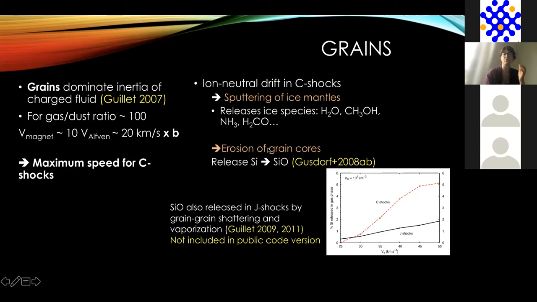There is also, if the drift velocity is large enough, you can even sputter the grain cores, like silicon can also be released in the gas phase and can react with OH and O2 to form SiO, and that SiO is a well-known shock tracer because of that. Although there is also SiO released from J-shocks by grain-grain collisions. This is not included in the public code version, but I direct you, if you're interested, to these two papers, which describe that in detail. So, we see that there is quite complicated grain physics to take into account if we want to treat properly the chemistry of these dusty molecular shocks.